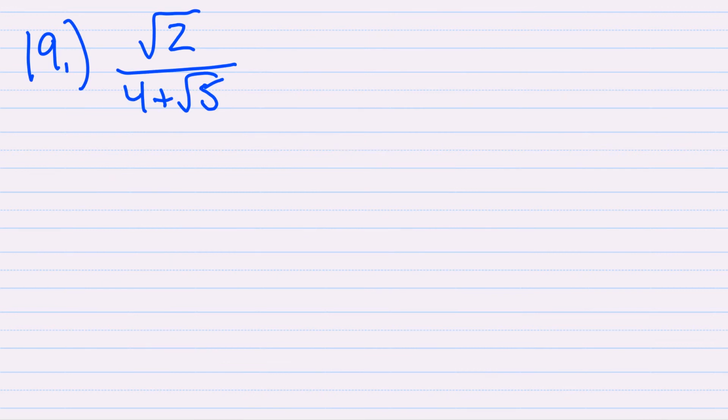Alright, 19, I have radical 2 over 4 plus radical 5. Right away, I know I'm going to be using conjugates because I see a fraction. I see a radical in the bottom.